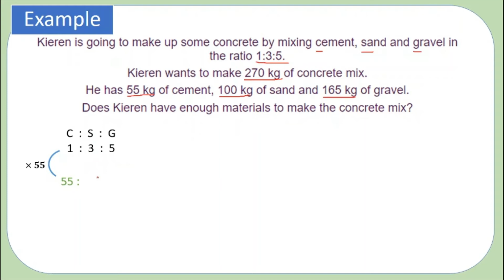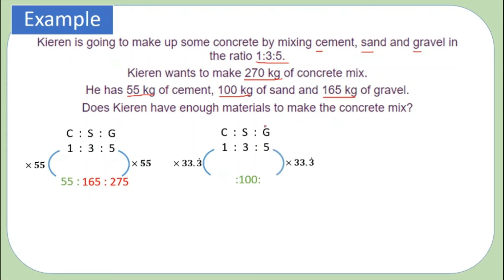Well, if I'm timesing one part by 55, I have to times the other parts by 55, which is going to give me 165 kilos of sand. I don't have enough sand. And 275 kilos of gravel. I also don't have enough gravel. So unfortunately, this is a no-go. Right, we'll try again, but this time use 100 kilos of sand. Well, I'm going to be timesing by 33.3 recurring. So that gives me 100 kilos, which obviously I have enough of. But if I multiply out the other two, while I have enough cement, I won't have enough gravel.